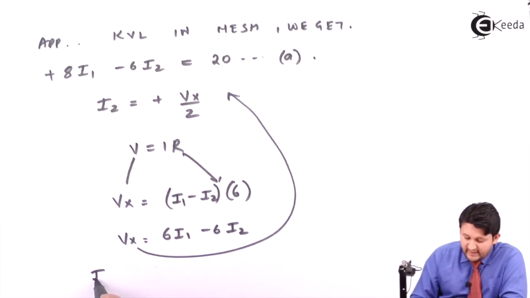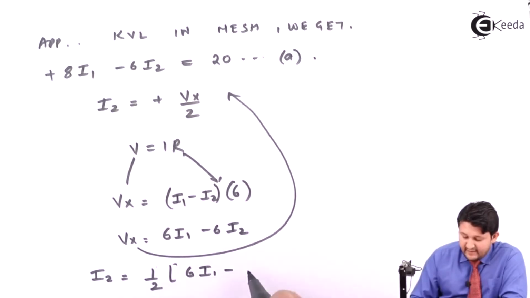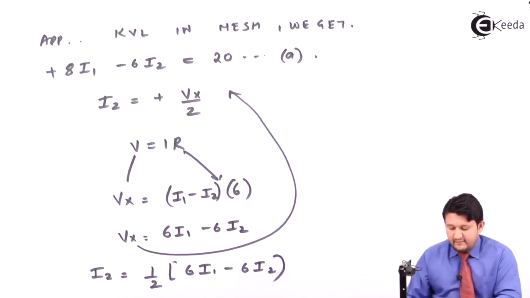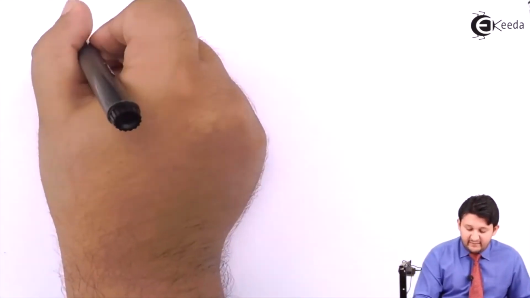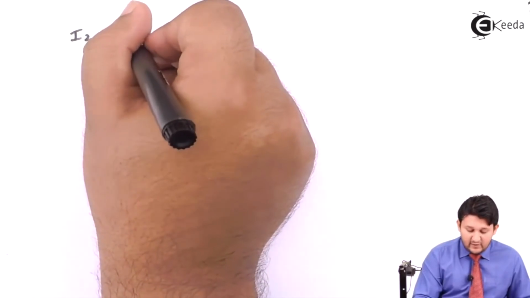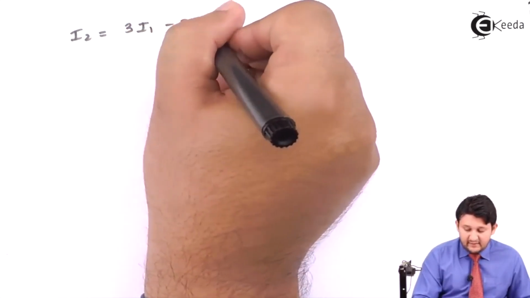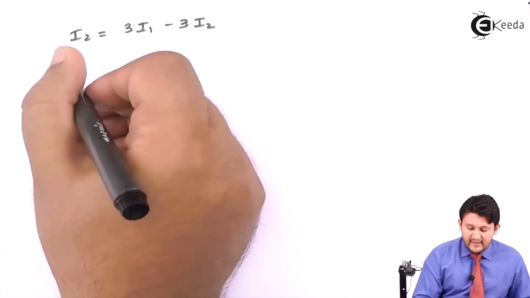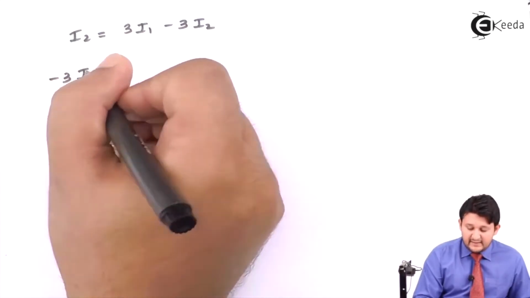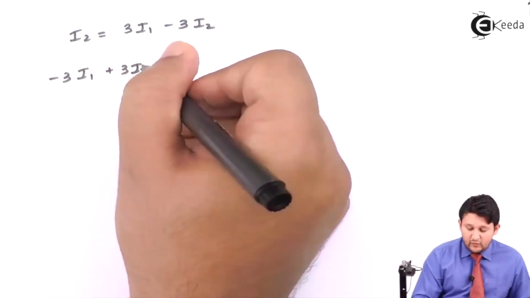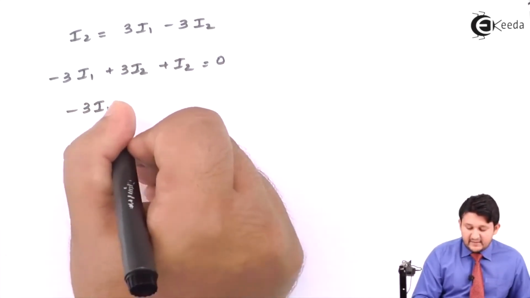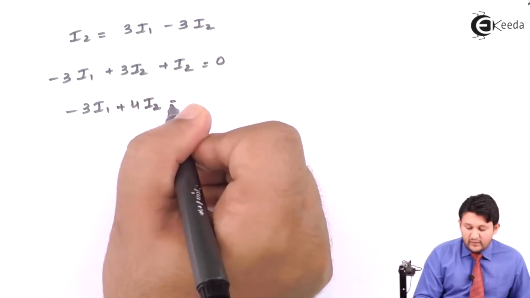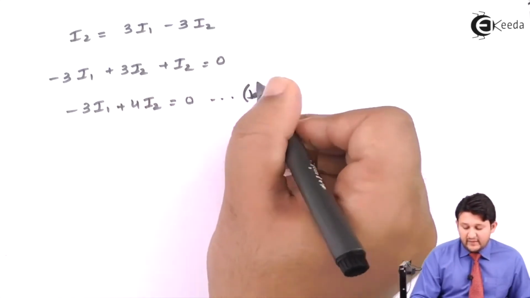Put the value of Vx in this equation. So your equation will be I2 is equal to 1 by 2 of 6I1 minus 6I2. Simplify this equation, and you will get I2 is equal to 3I1 minus 3I2. Shift all the variables to that side, so you'll get minus 3I1 plus 3I2 plus I2 equal to 0. So we'll get minus 3I1 plus 4I2 equal to 0. That will be your equation number B.